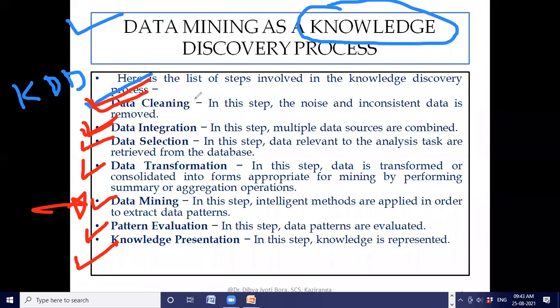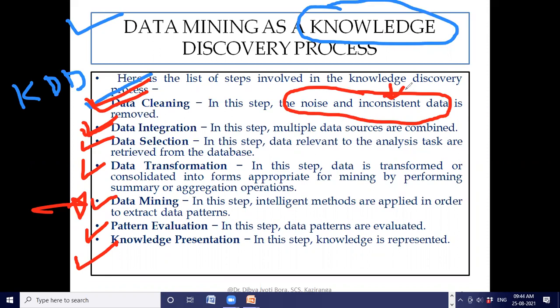So the first step, data cleansing, is the step where we try to remove the noise or inconsistent data. I know you are very much aware of the term inconsistent, or consistency, because you have attended my DBMS lectures, and I have discussed in examples what data consistency means and how the data inconsistency problem occurs. You may recall that. So the data cleansing process is just to remove that noise and inconsistent data.